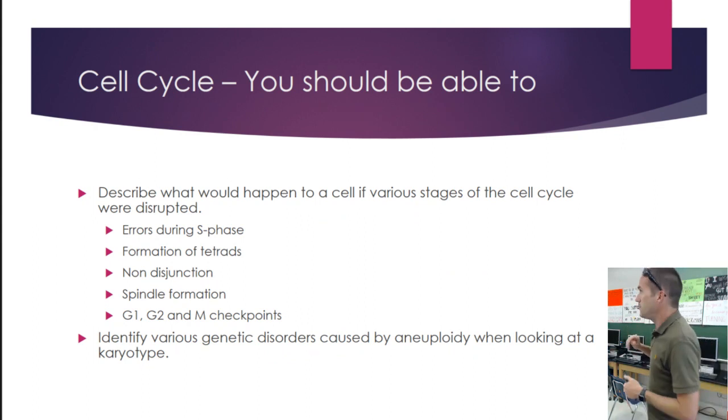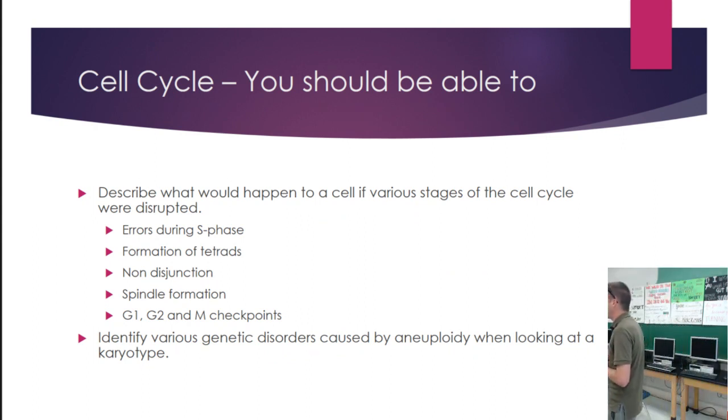All right, stuff you should be able to do along with the cell cycle is you should know what happens if the cell cycle is disrupted in any given stage. So errors during S phase, meaning that there's an error in the DNA. If there's an error during S phase, during the DNA replication, the cell is going to try to repair that. And if it is irreparable damage, the cell will go through apoptosis.